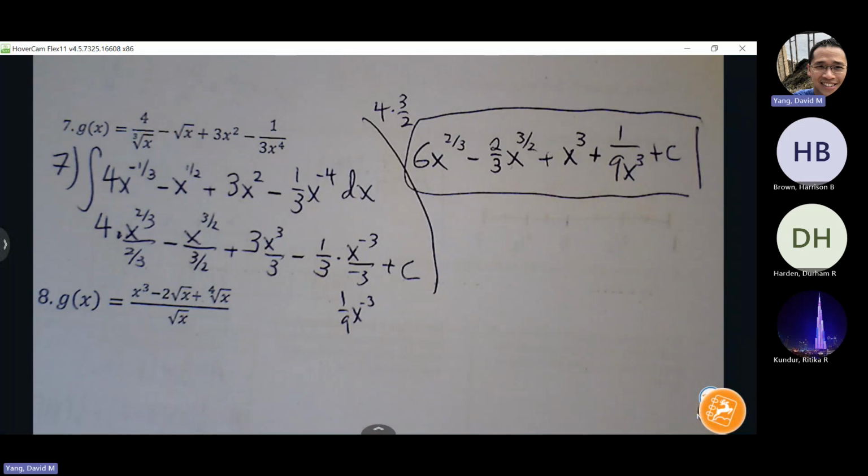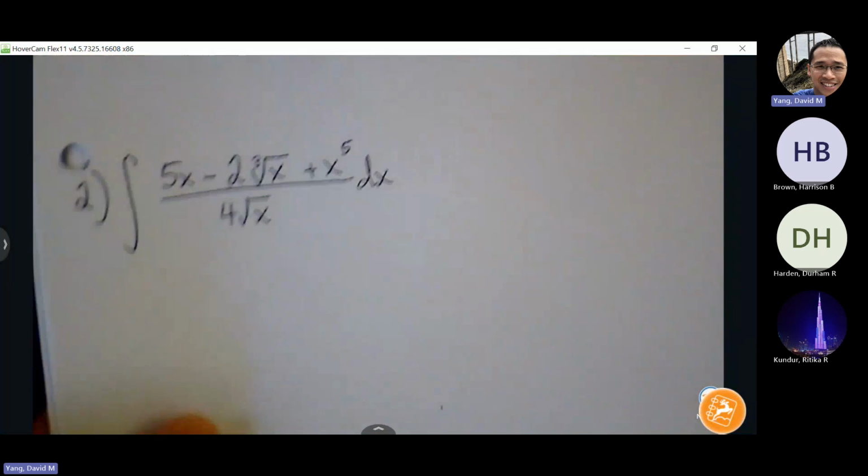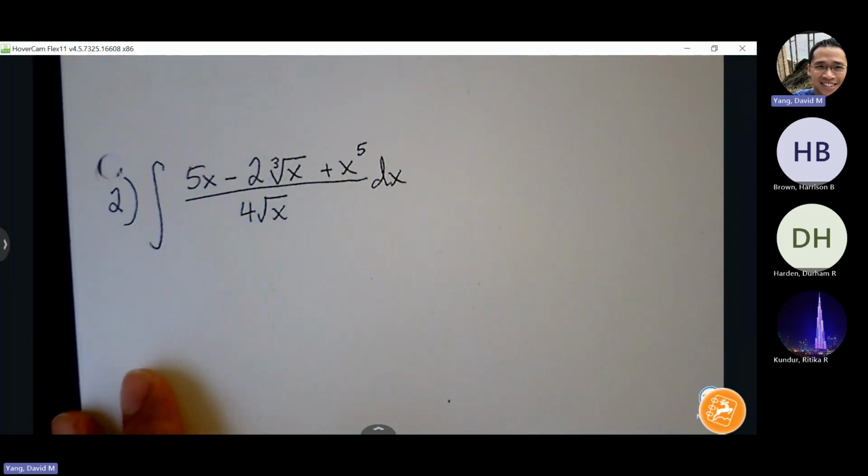For power rule, there's another power rule problem for number 8. Let me shift over to this other worksheet. I think this one is a good one for us to try here. Why don't we do number 2 on worksheet 4 that you just picked up? Oh, and then I have worksheet 4 here. Okay, good.